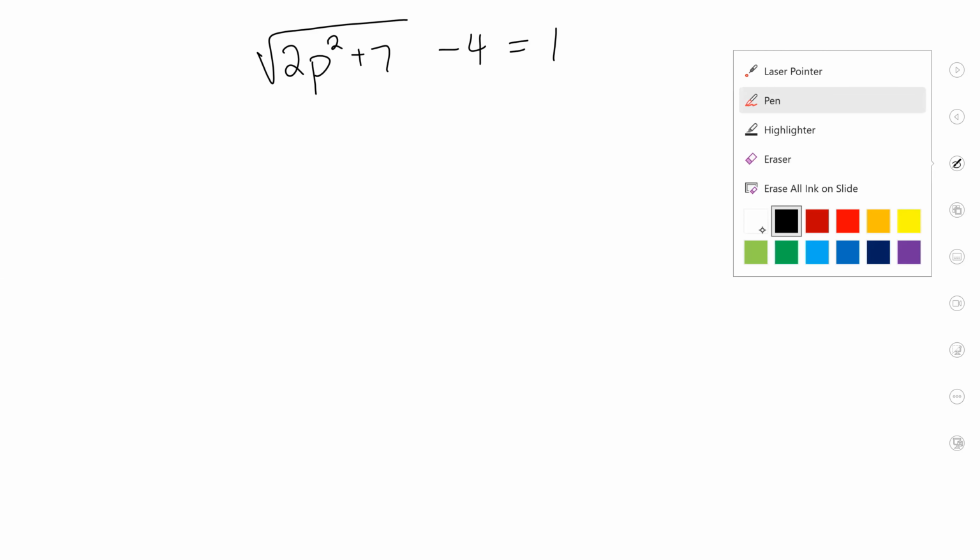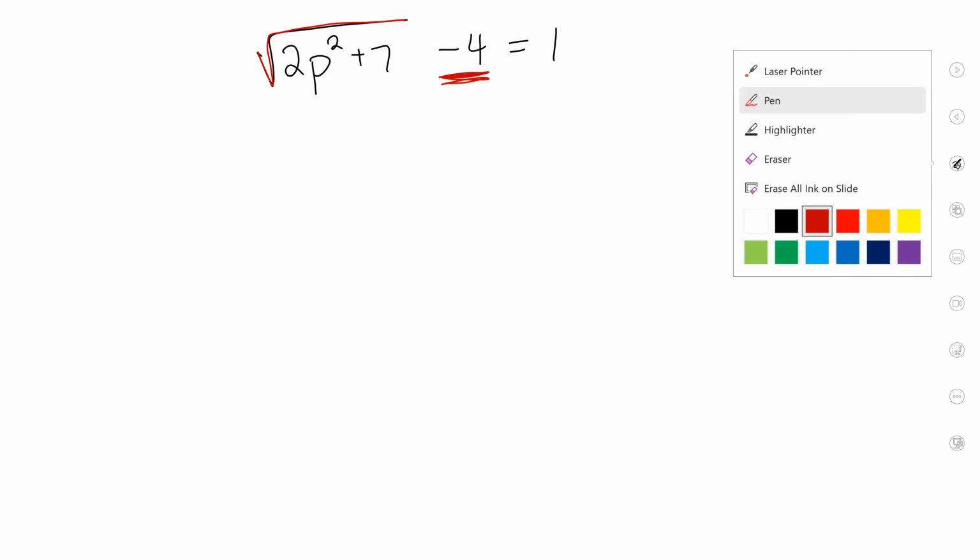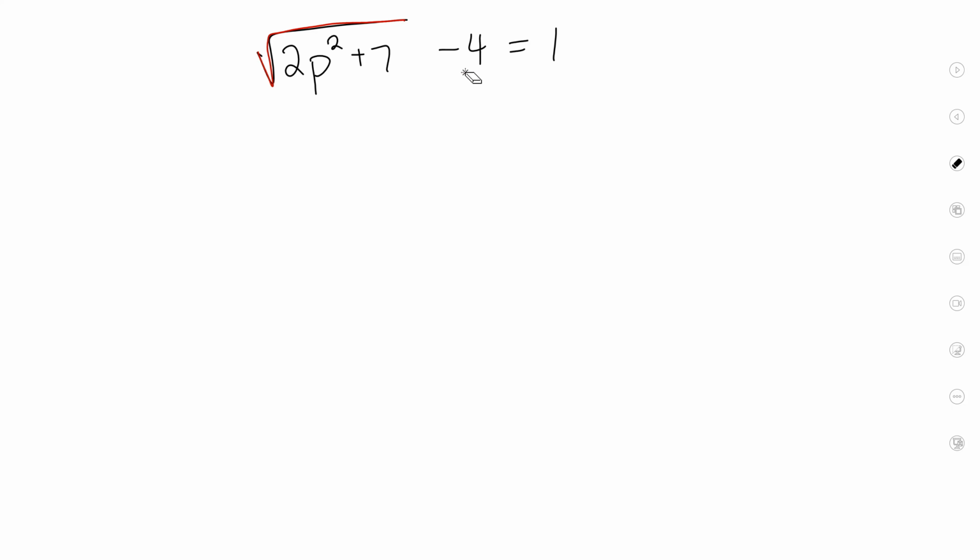All right, so to solve today's warm-up question, we want to get the square root symbol by itself. I don't want anything outside of it. Right now, this -4 is outside of the square root symbol. So how do I get rid of it? Yes, adding 4 on both sides. So those cancel out. So now I have the square root symbol, 2p squared plus 7, and there's nothing outside of the square root symbol anymore. 1 plus 4 is 5.